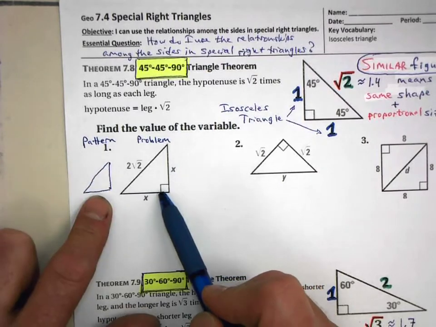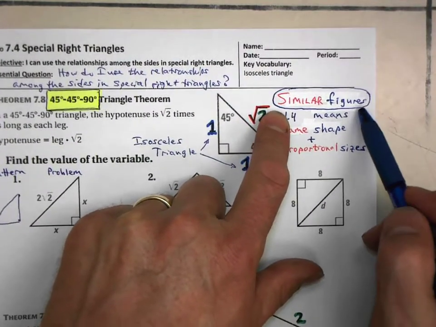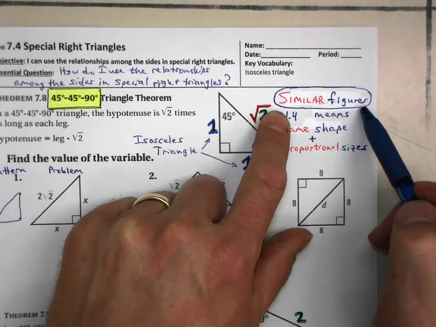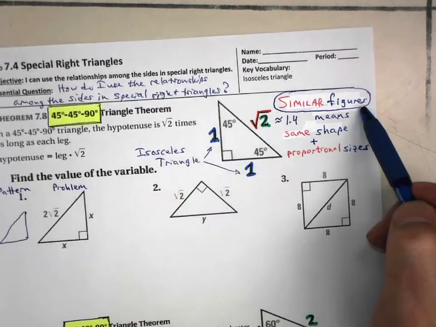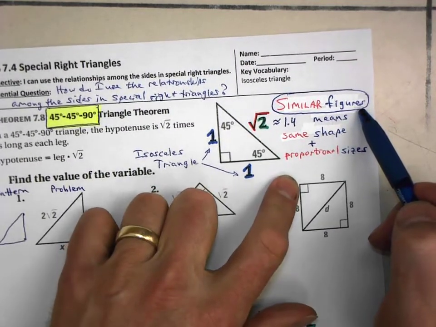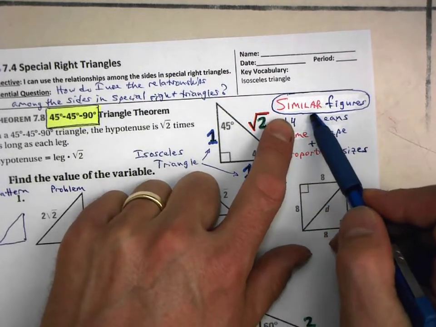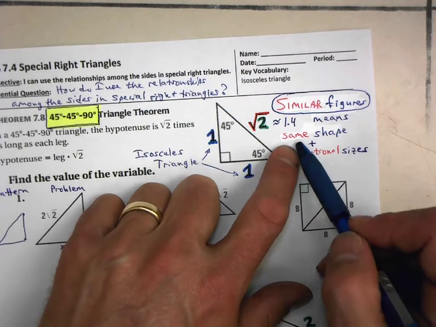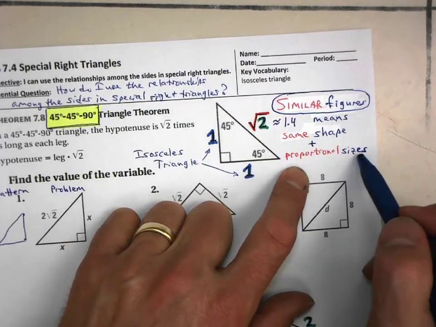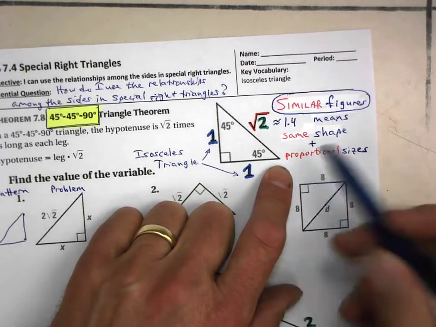And the reason we can do this, let's back up and review this concept of similar figures. Remember, we talked about congruent figures, and congruent figures means that they have the same shape and the same size. With similar figures, though, we are saying that they have the same shape. Yeah, that's true, but their sizes are not the same. Their sizes are proportional. So let me review.